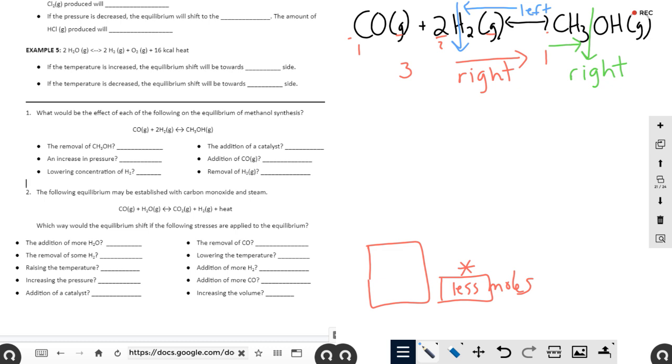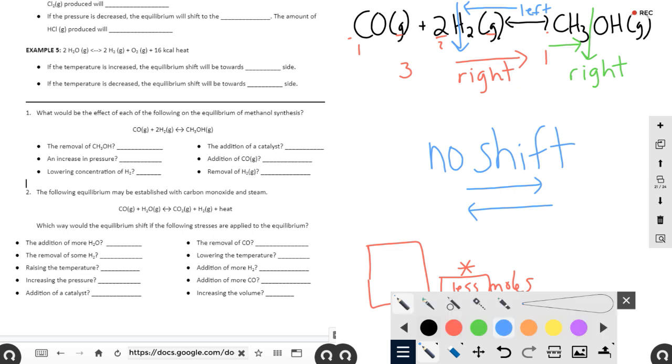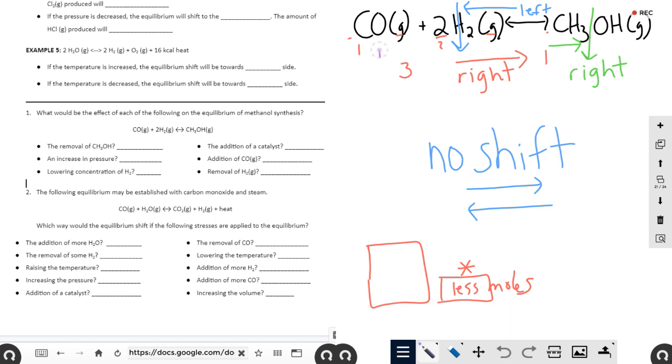Okay. What if I add a catalyst? No shift. Why? Catalyst just speeds up forward, speeds up reverse, so there's no shift in the equilibrium. They both just get faster. So no effect on equilibrium. All right, but we do have adding CO. So that's this. If we add it, what's the crisis? Oh my God, I have too much, use it up. So this way, I'm going to go to the right.